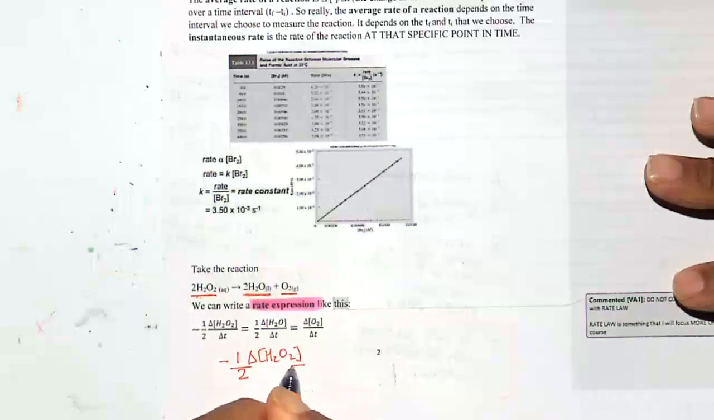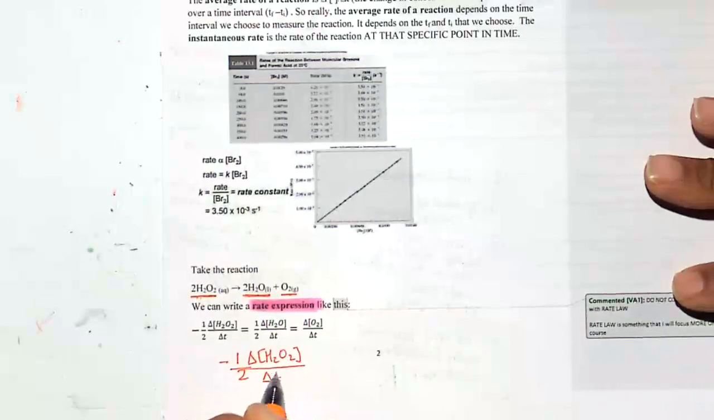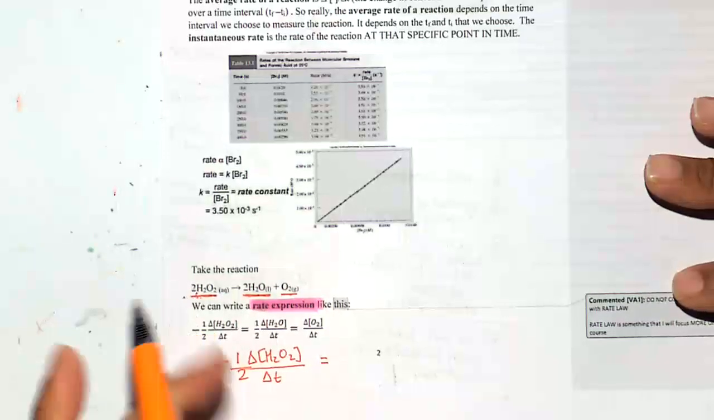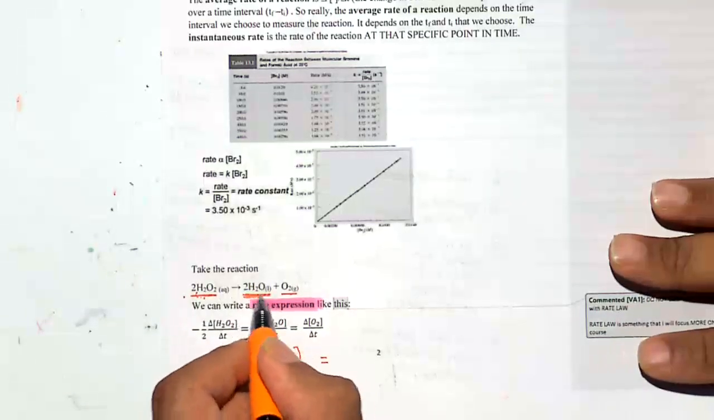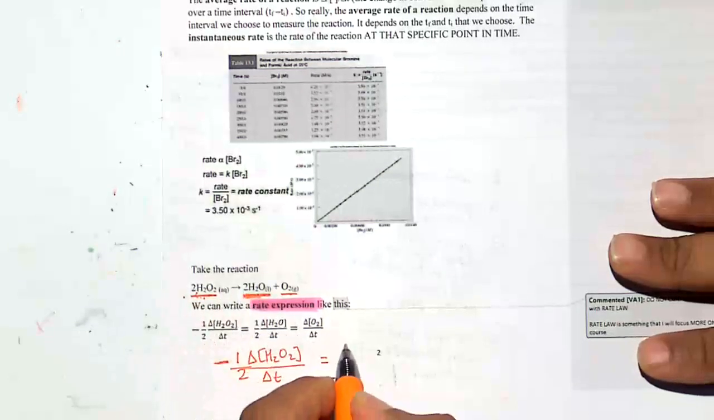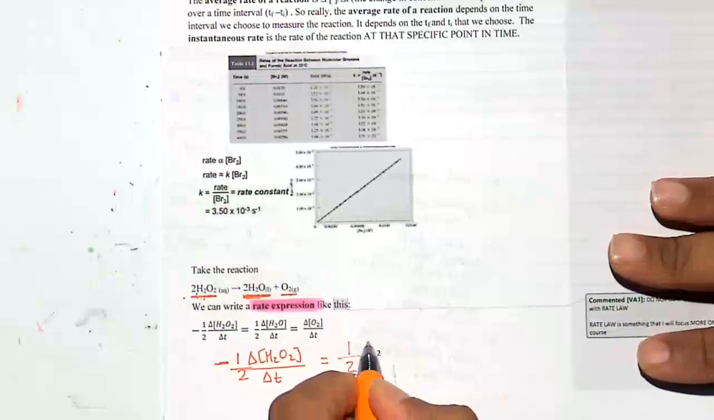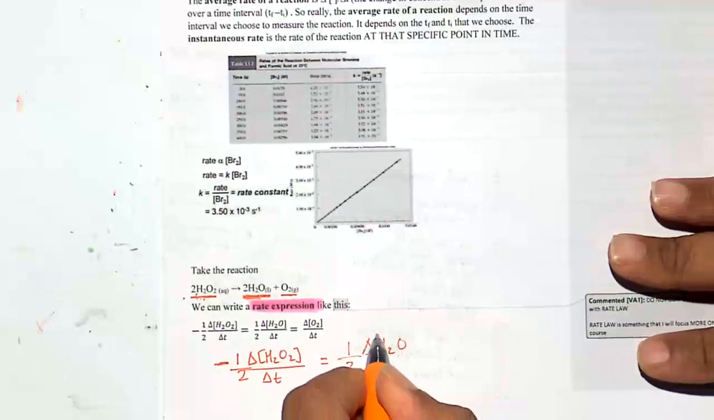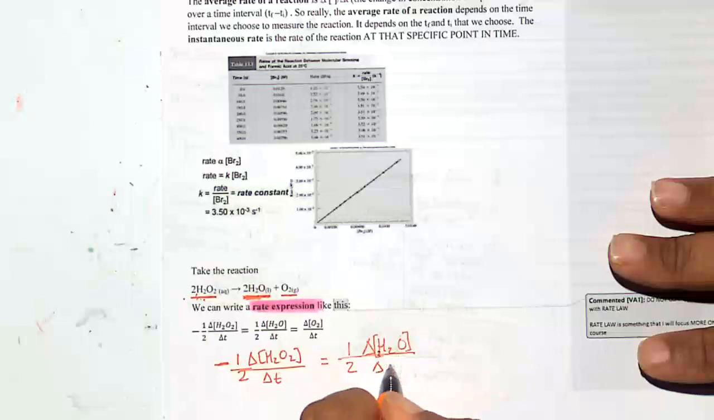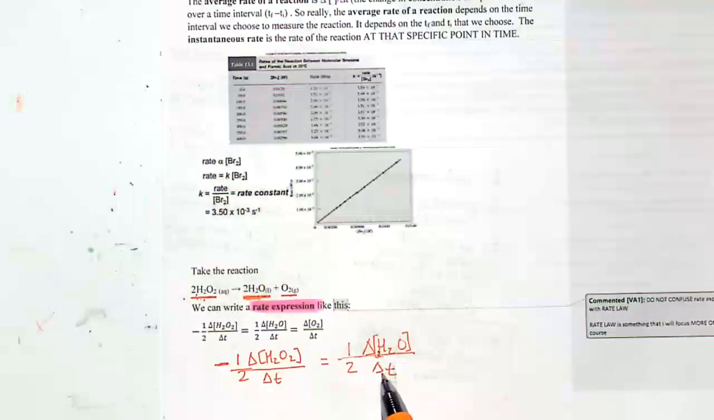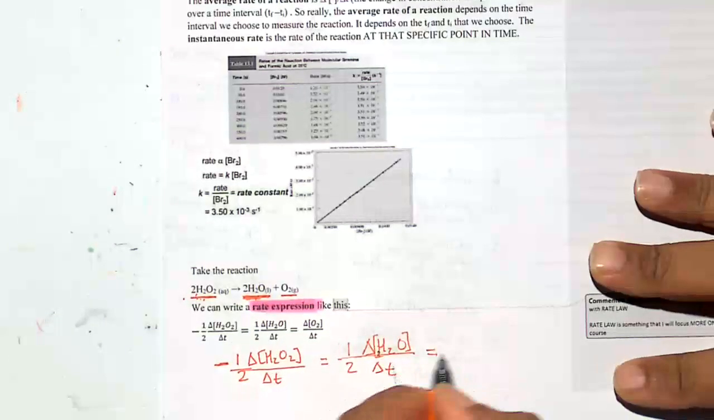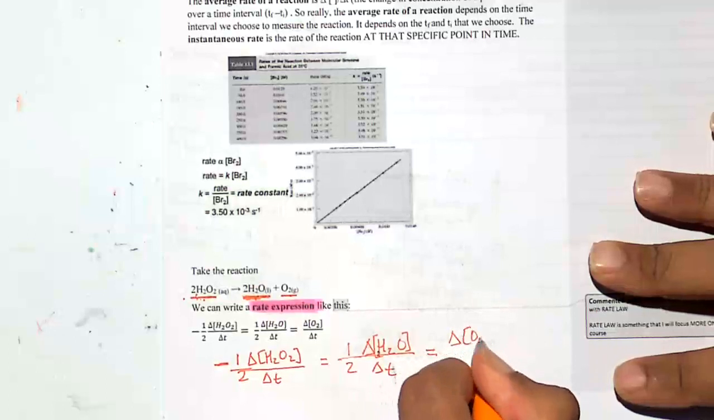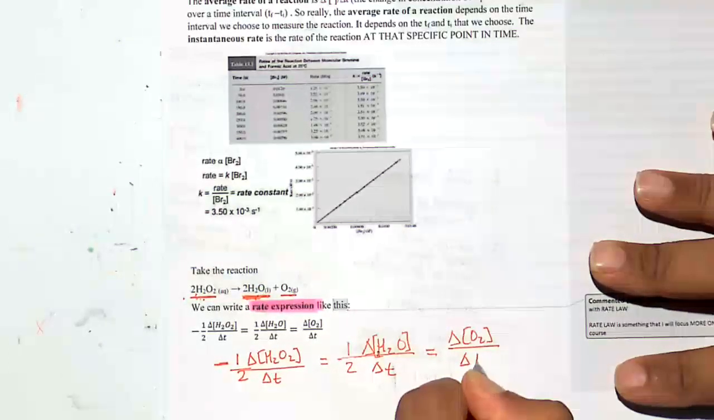change in concentration. Remember, brackets mean concentration, over time. As this decreases by, why is it the minus? Because it's decreasing. This is going to equal the formation of H2O, 1/2 times the change in concentration of H2O over delta T. Why is it positive? Because it's a product, and that's going up. And that's going to equal the change in concentration of O2 over time.